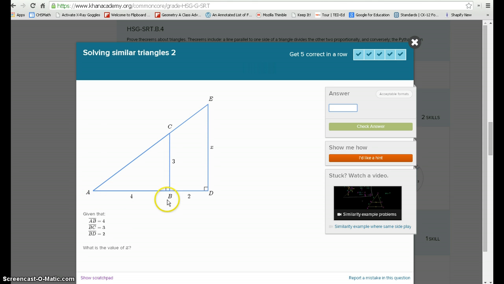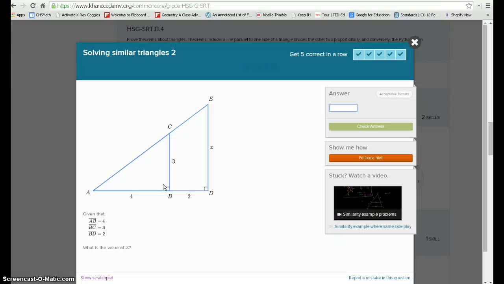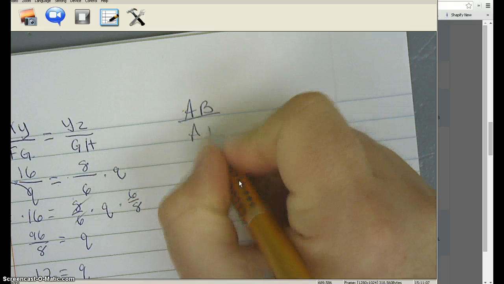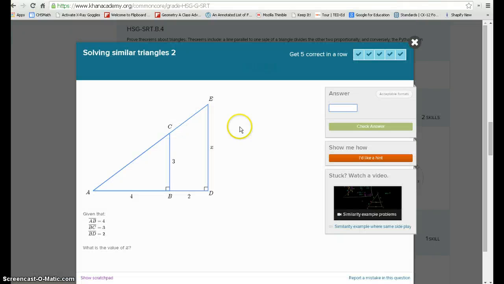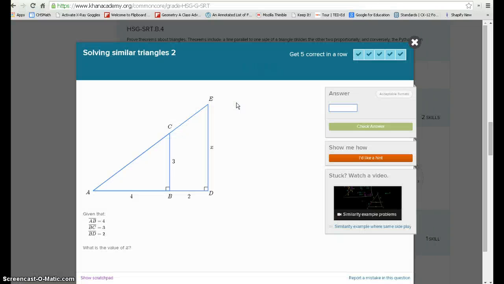So let me write this out, okay? We have side AB, so we could say that side AB over AD is going to be equal to, they want us to solve for ED, so we know that CB would correspond to ED, so CB over ED. Those are the two sides that correspond, and actually I should probably say DE, that's the better way to say it. But anyway, what is the measure of AB? So we can fill this in. The measure of AB is 4.